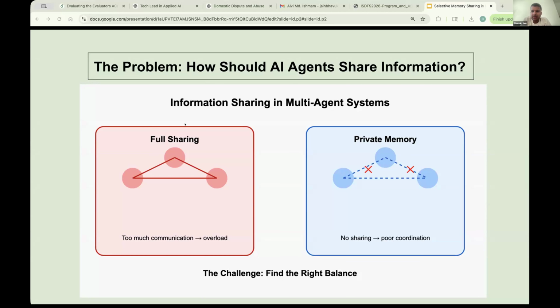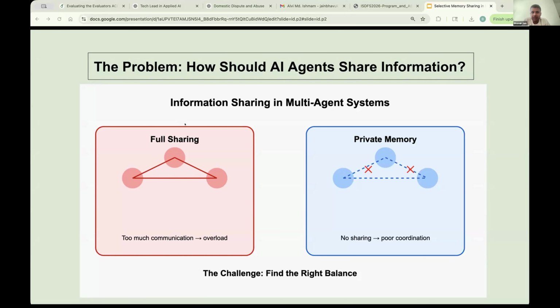First, let's make the problem very concrete. What you're seeing here on this slide are the two extremes of how current multi-agent systems share information. On the left side, we have full sharing. Every agent shares everything with every other agent. Now, at first glance, this sounds great. More information should mean better decisions.